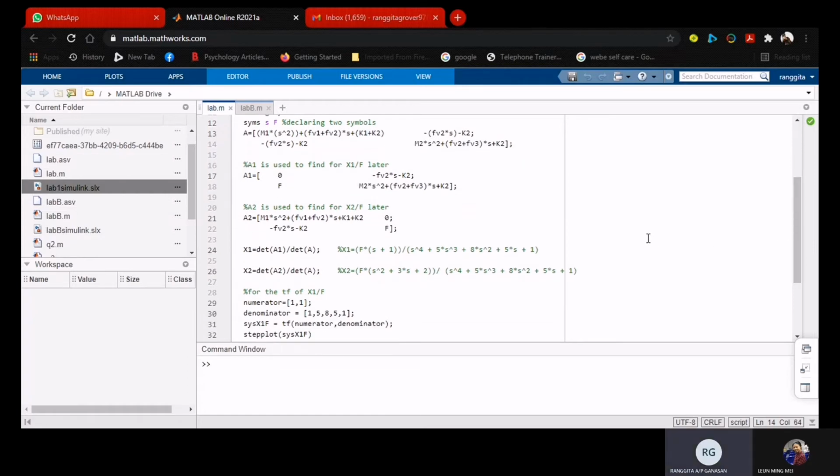We can see the equation of x1 in the same line. To find x2, the formula will be determinant A2 per determinant A. The equation of x2 is also in the same line. In order to simulate x1 per f, we declare the numerator and denominator which is already stated at x1. Same goes to x2. The step plot is for unit step response. Then we just run the coding.